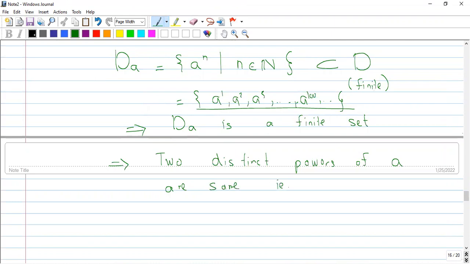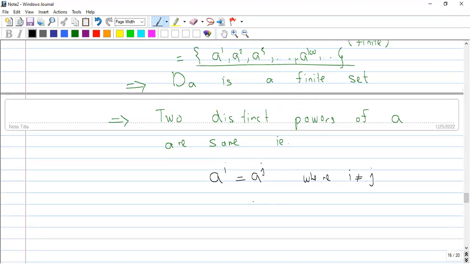That is, A^i is equal to A^j, where i is not equal to j. Now from here, you can assume that i is less than j or j is greater than i, whichever you like. So here we are assuming that i is greater than j. So I can take this A^j from the right hand side to the left hand side, and I will get this one.